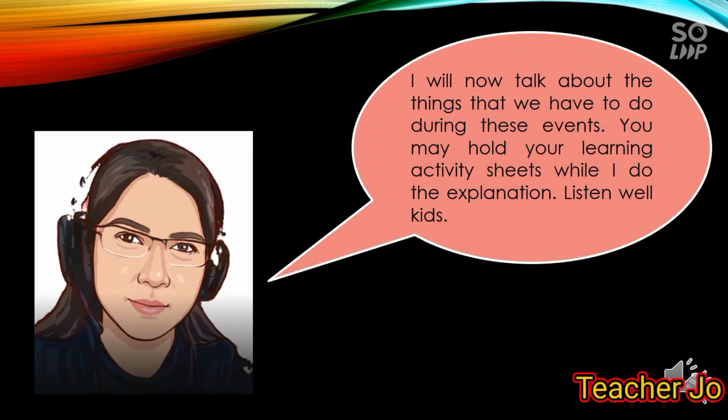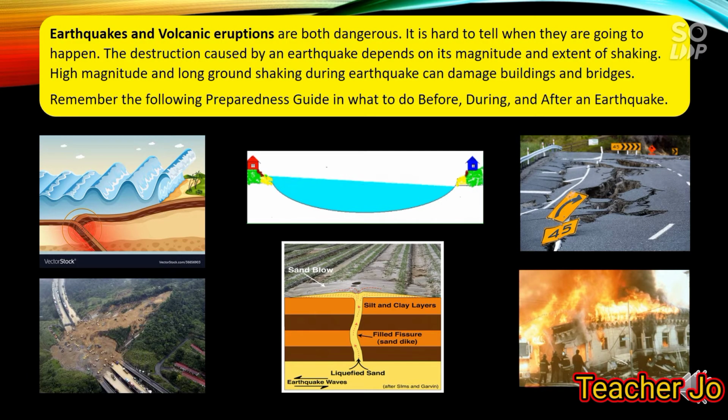I will now talk about the things that we have to do during these events. You may hold your learning activity sheets while I do the explanation. Listen well, kids. Earthquakes and volcanic eruptions are both dangerous. It is hard to tell when they are going to happen. The destruction caused by an earthquake depends on its magnitude and extent of shaking. High magnitude and long ground shaking during earthquake can damage buildings and bridges. Remember the following preparedness guide and what to do before, during, and after an earthquake.